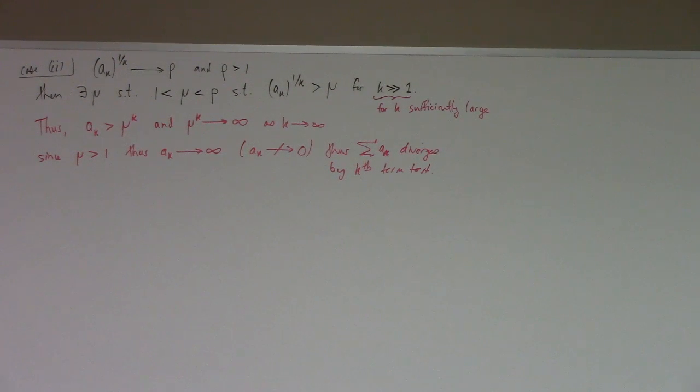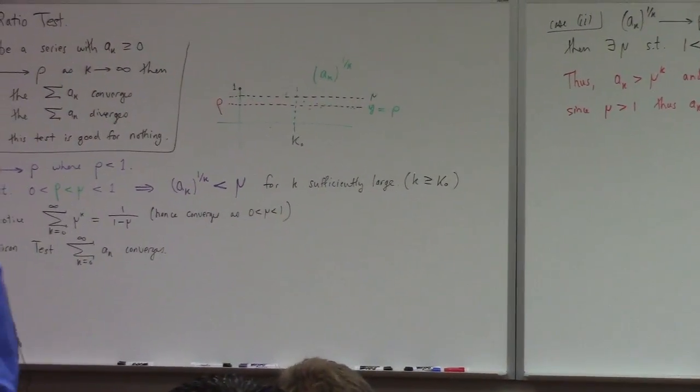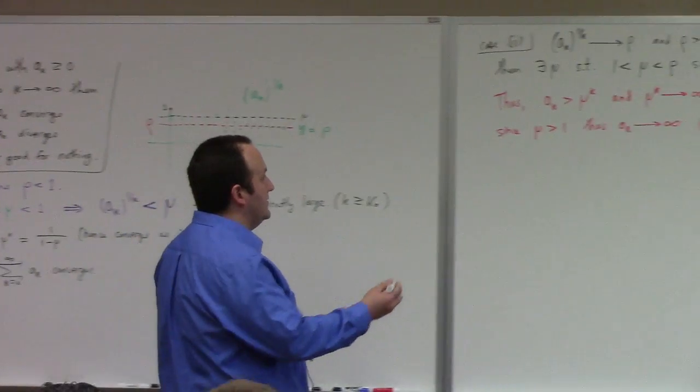You could run through the argument of case 1, pretty much the same, and you'd also get to it. You get to the series being larger than a divergent geometric series if you followed the proof of 1 all the way through the same way. But really the point is it diverges by the kth term test. How about case 3?